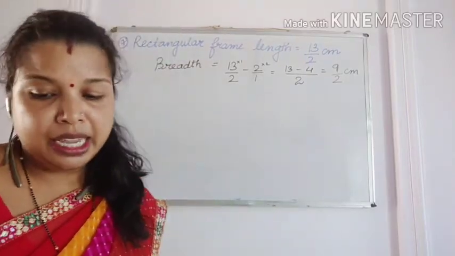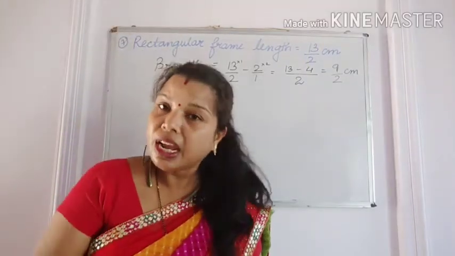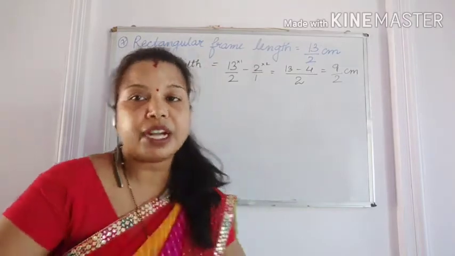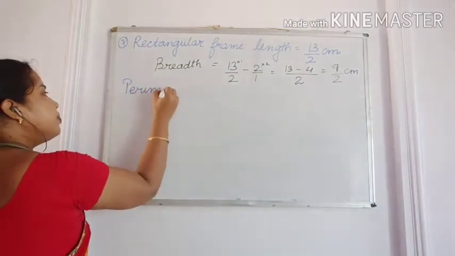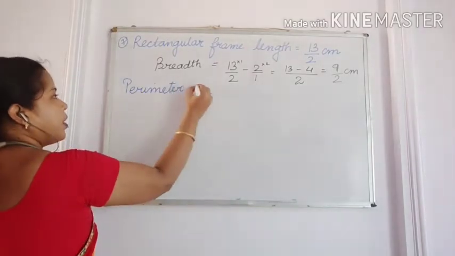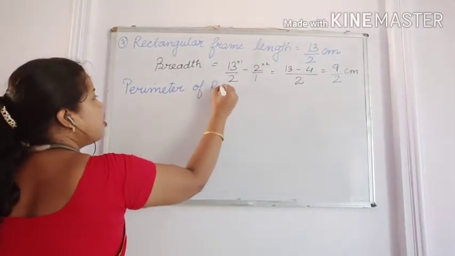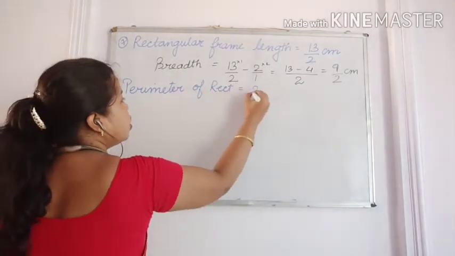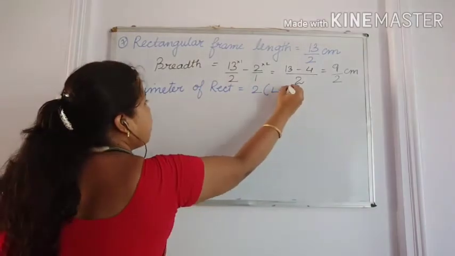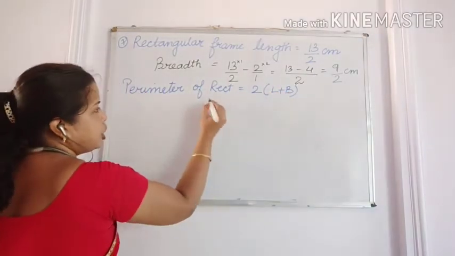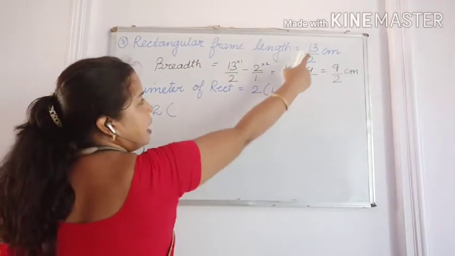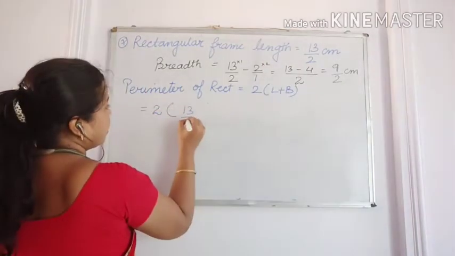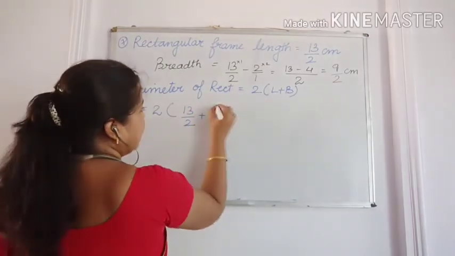Now question is here. We have to find out area of rectangle and perimeter of rectangle. First I am calculating perimeter of rectangle. What is the formula of perimeter of rectangle? 2 into L plus B. Substitute the value here. What is L here? L is 13 upon 2. What is breadth here? 9 upon 2.